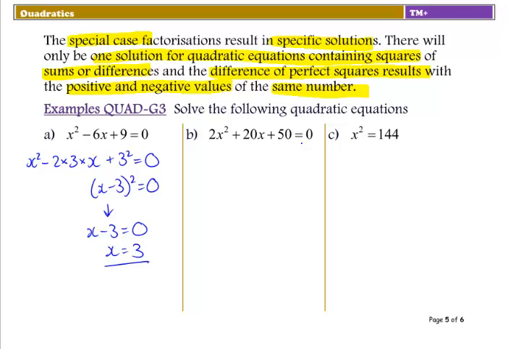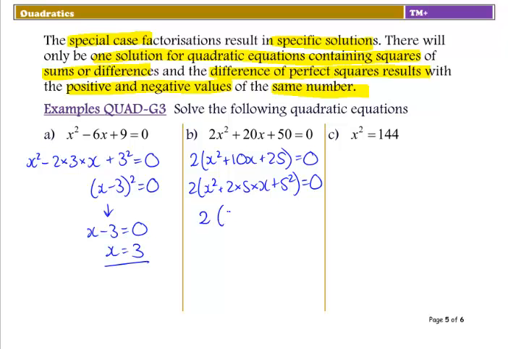Okay, in this one I have a common factor of 2, so bring it out first. Now that is a square of sum. Now if you don't notice that, you can use your other methods of factorisation, so you can still use the splitting terms, the box method or the cross method. You'll end up with the same answer, so don't stress if you don't notice it. But if you do, you've got 2x squared plus 2 times 5 times x plus 5 squared equals 0. So that becomes 2 lots of x plus 5 all squared equals 0. So x plus 5 has to be 0, x equals negative 5.